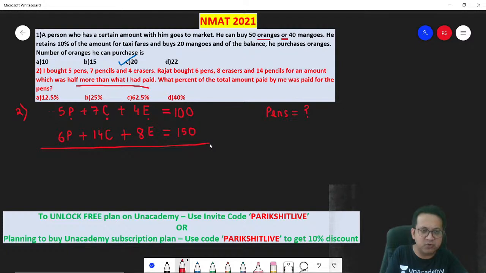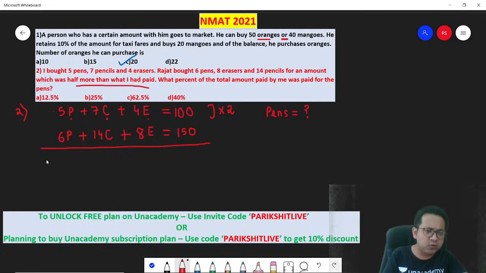So think about it. You need to find out the value of P. I think it's very easy. Equation 1, if you multiply with 2 and subtract. 7C into 2 is 14C. Both equations will have 14C, and it will cancel out. Equation 1, 40 into 2 is 80.